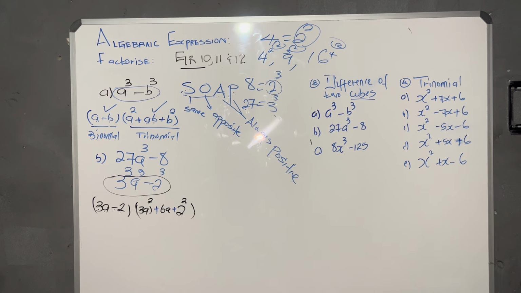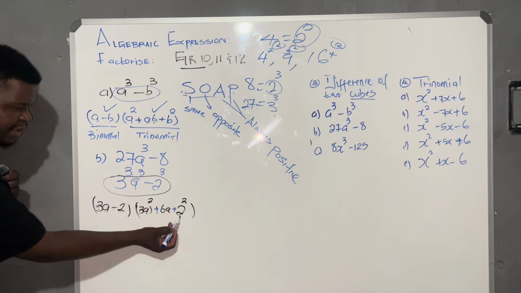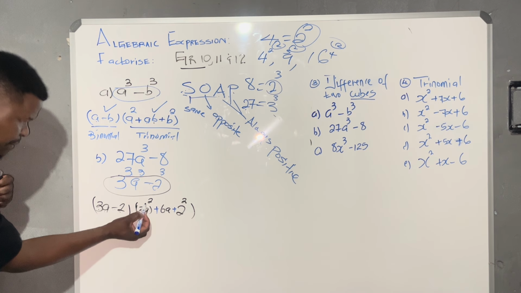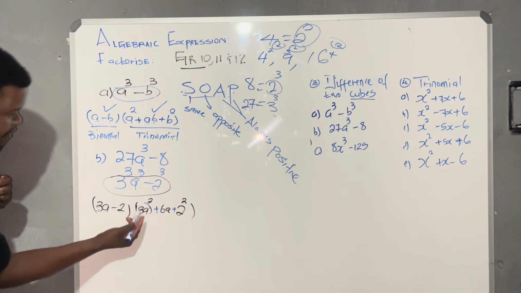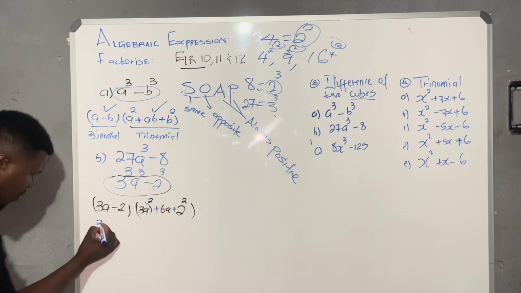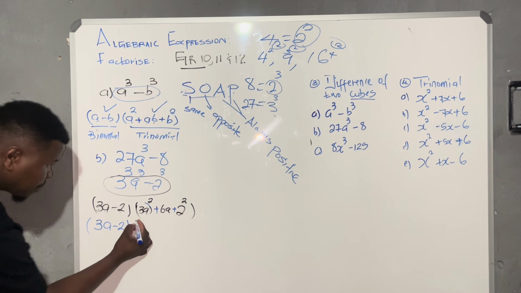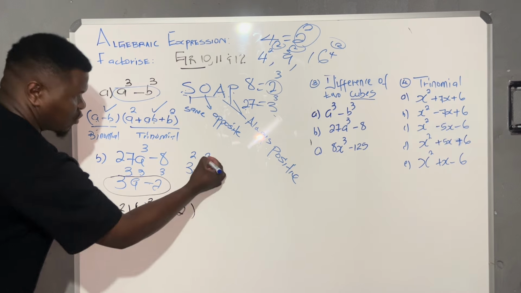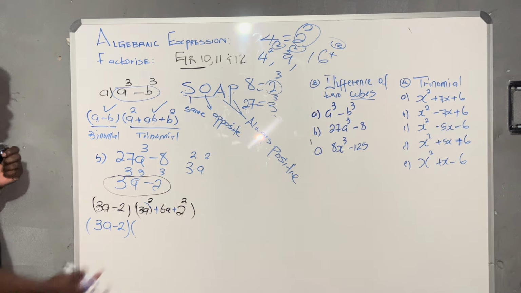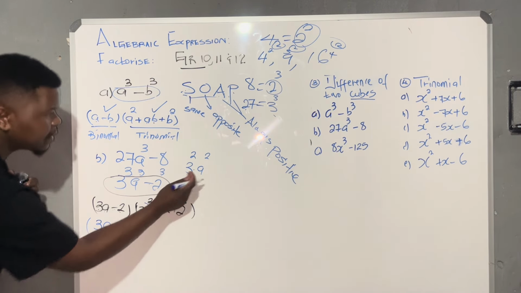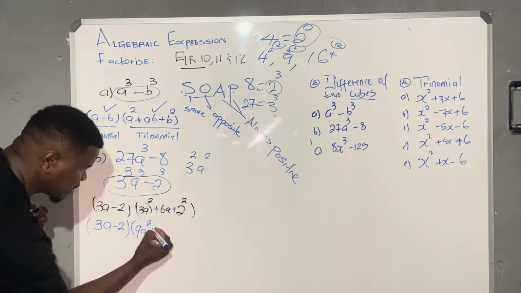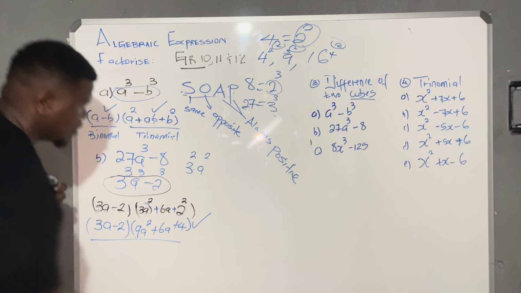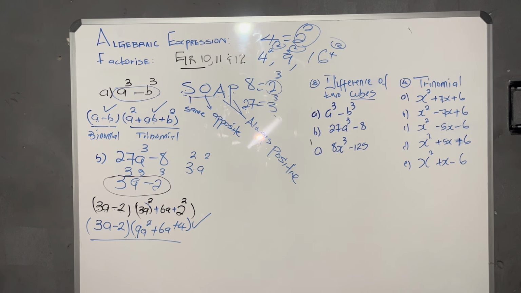But in this case, I cannot say I'm done, because I still have to tell what is 3 to the power 2. Remember, this power affects all these numbers inside. So I'm going to repeat this and say now, 3 squared versus a squared. This is what this means. So 3 squared is 9, a squared is just a squared, plus 6a plus 4. Voila. Finito. Done.